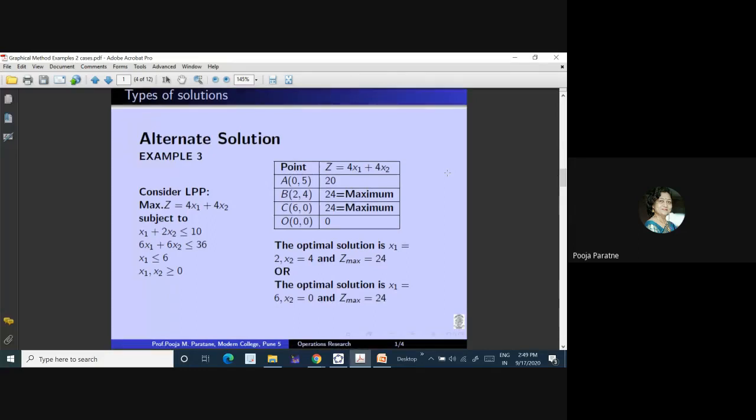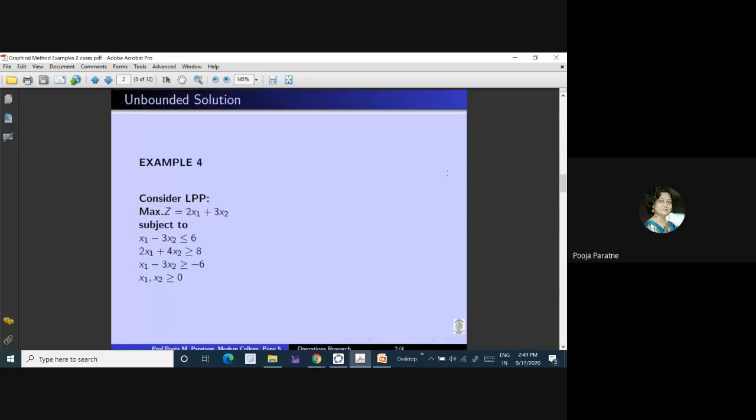Let us go to the next type of solution, which is unbounded solution. So here is the example. Let us see this example. What is it? Maximization of 2x1 plus 3x2 subject to the constraints that x1 minus 3x2 is less than or equal to 6, 2x1 plus 4x2 is greater than or equal to 8, x1 minus 3x2 is greater than or equal to minus 6. And obviously, the last constraint is the positivity constraint.